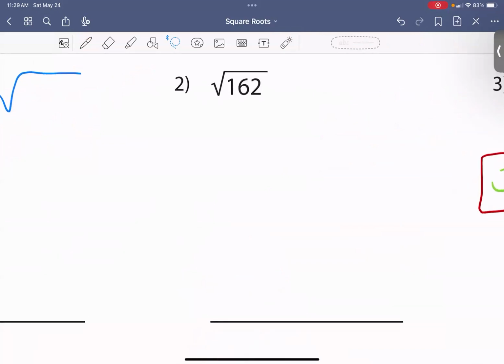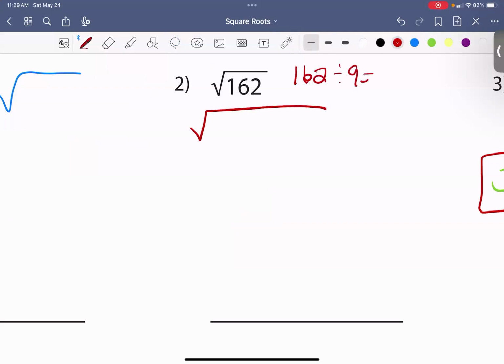The square root of 162. So what you're going to have to do is get your perfect squares and divide them first to see which one can go into 162. So 162 divided by 9 is equal to 18.